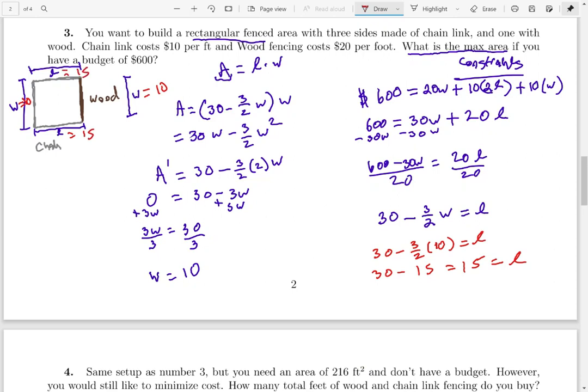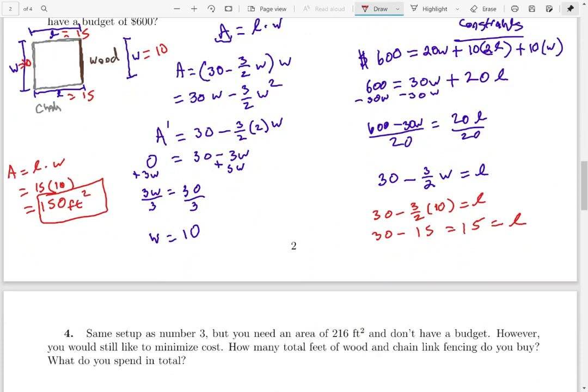Now, since this is the situation, I return to what was my question. The question was, what is the maximum area? Well, the maximum area, based on this budget constraint, is going to be area equal to length times width. I found the length, it's 15. I found the width, it's 10. 15 times 10 is 150. My units were feet, and so this is now square feet. And so 150 square feet is the maximum area that I could have based on that budget restriction and these costs in play.